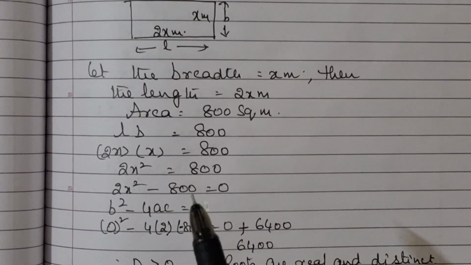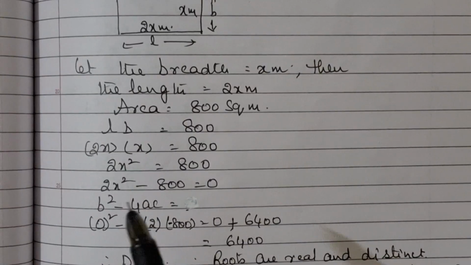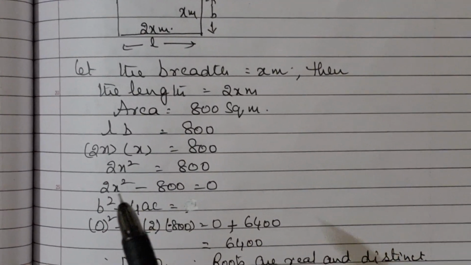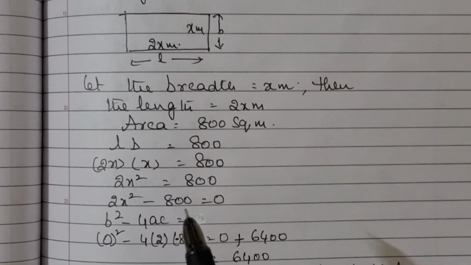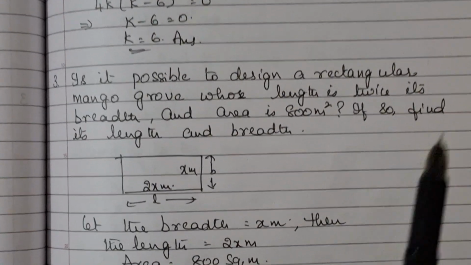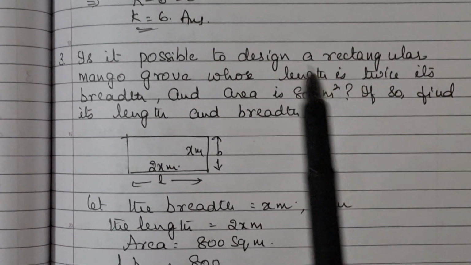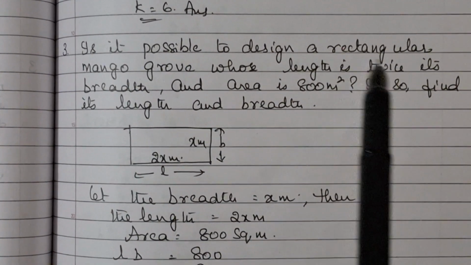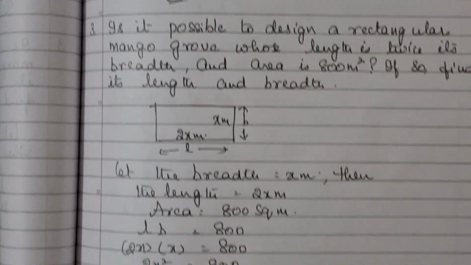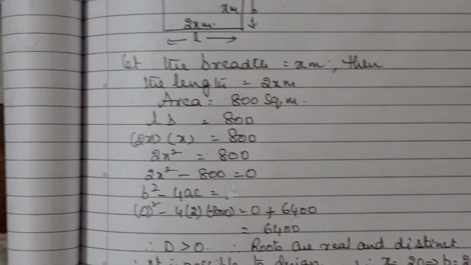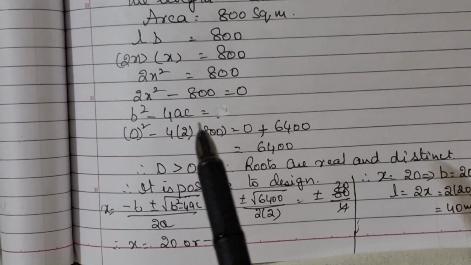2x square minus 800 is equal to 0. We have to convert it in the form of a quadratic equation, because in the problem you see, is it possible to design a rectangular mango grove? Is it possible means discriminant you need to find out. So b square minus 4ac.